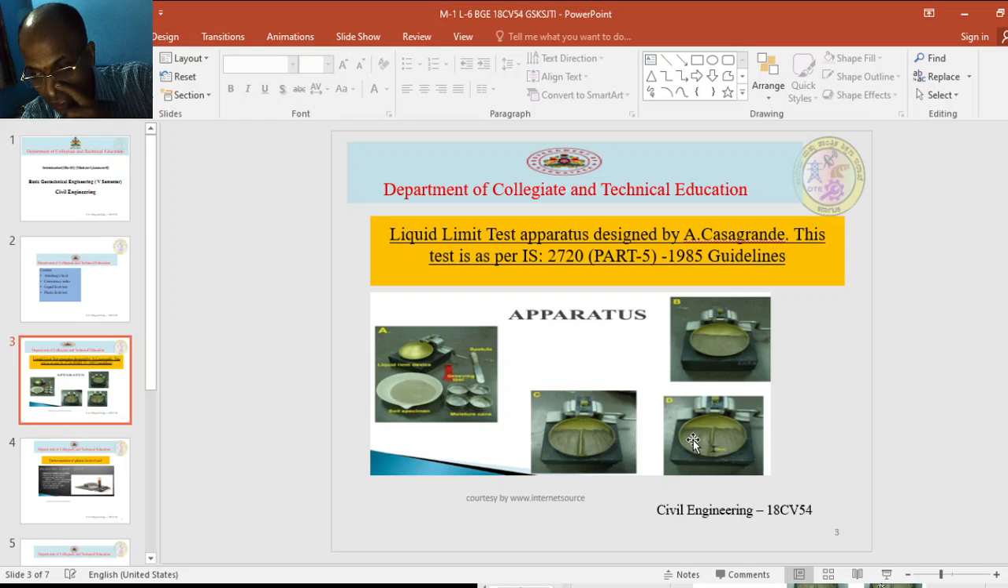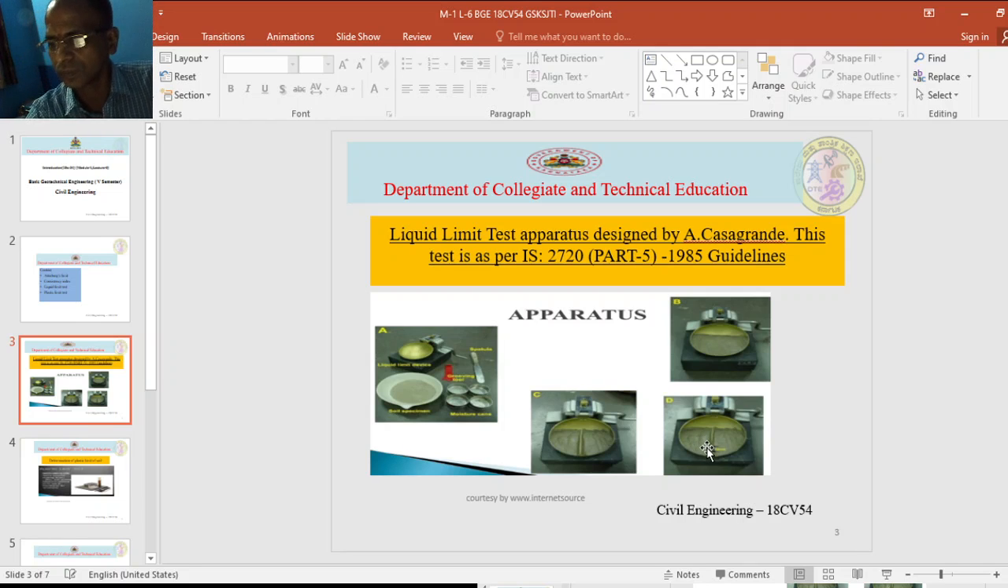The difference between the previous step and the present step is that 2-3 minutes have elapsed. Therefore, it takes more blows, that is, jolting of the brass cup, to close the groove. So count the number of blows taken. The code specifies that it should be within 10 to 40 blows. As the number of trials increases, the number of blows also increases. Take a minimum of 5 trials between 10 and 40.